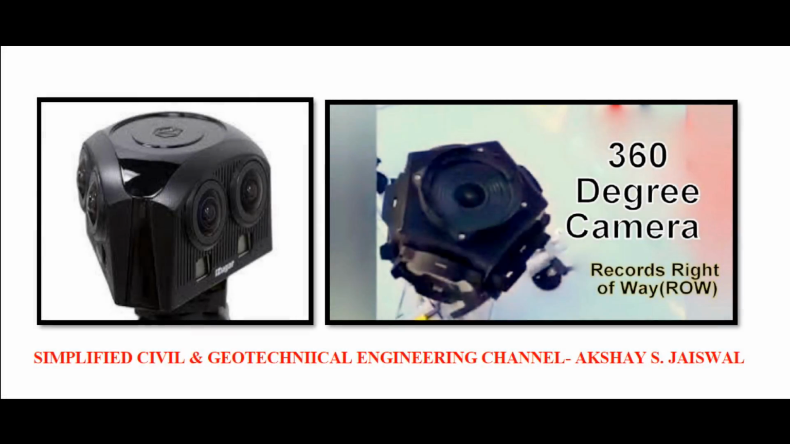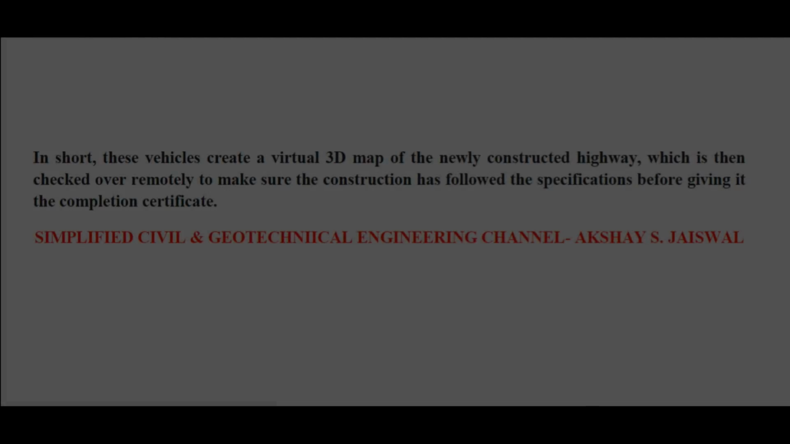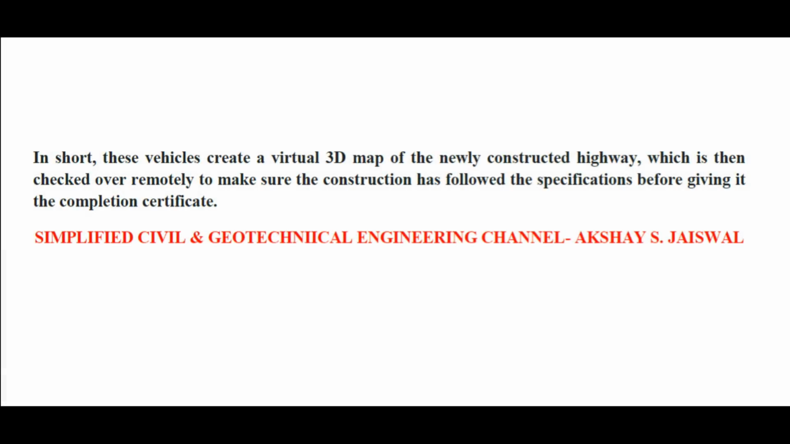NSV has cameras to check things like lane markings, median width, width of drains, and it also has a 360-degree camera to measure the road width, depth of works, the roughness of the road, and it also checks signages according to our specification, and it also geotags the assets. In short, these vehicles create a virtual 3D map of the newly constructed highway, which is then checked remotely to make sure the construction has followed the specifications before giving it the completion certificate.